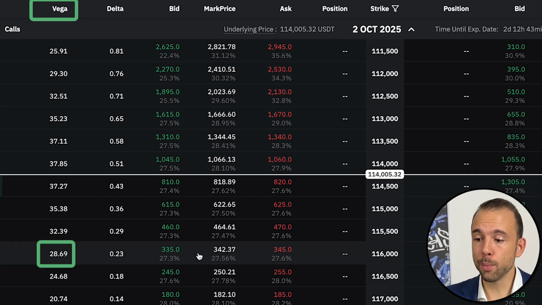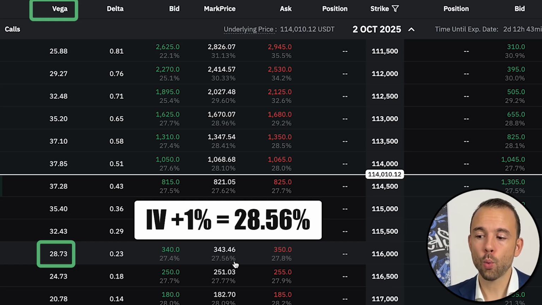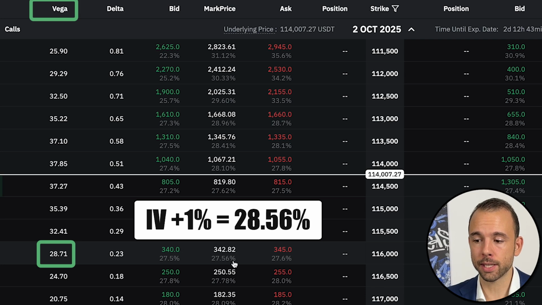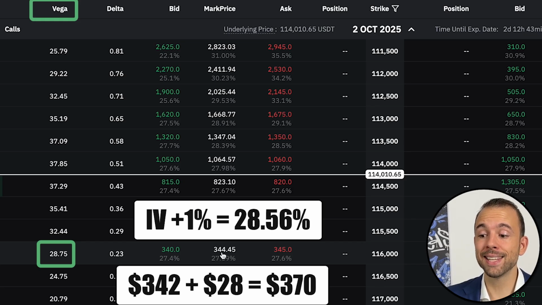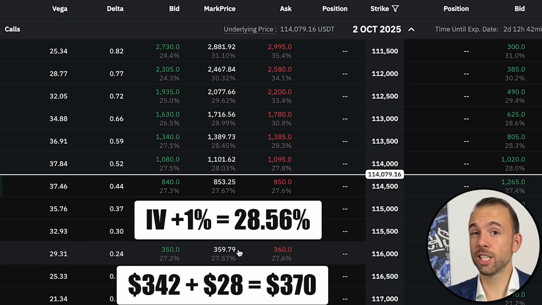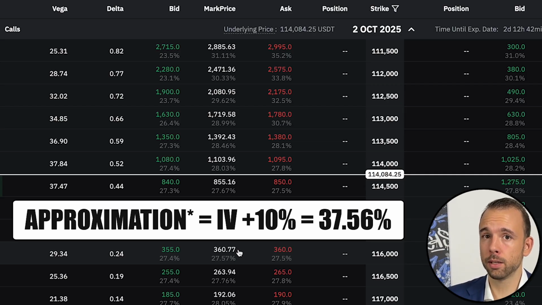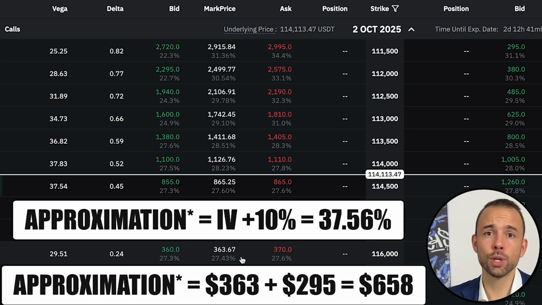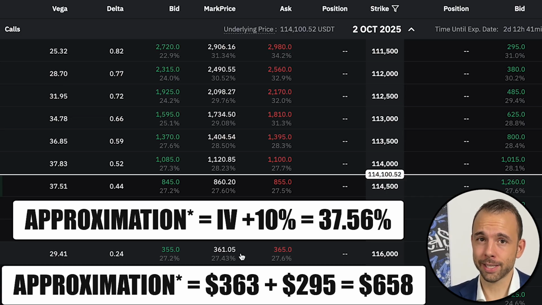So that means if the implied volatility, which right now is equal to 27.5%, increases by 1% and becomes 28.5%, the market price of the option will increase by $29 and will be equal to more than $370. And as you can see, this is quite feasible, because if implied volatility increases by 10%, which could easily happen during volatile markets, the option price in this case could increase by almost $300. So that's why it is very important to understand the Vega.